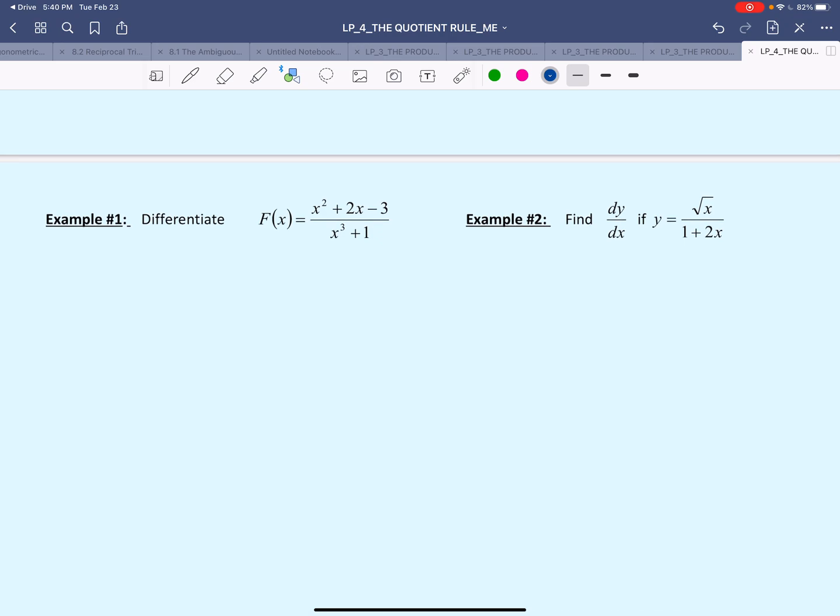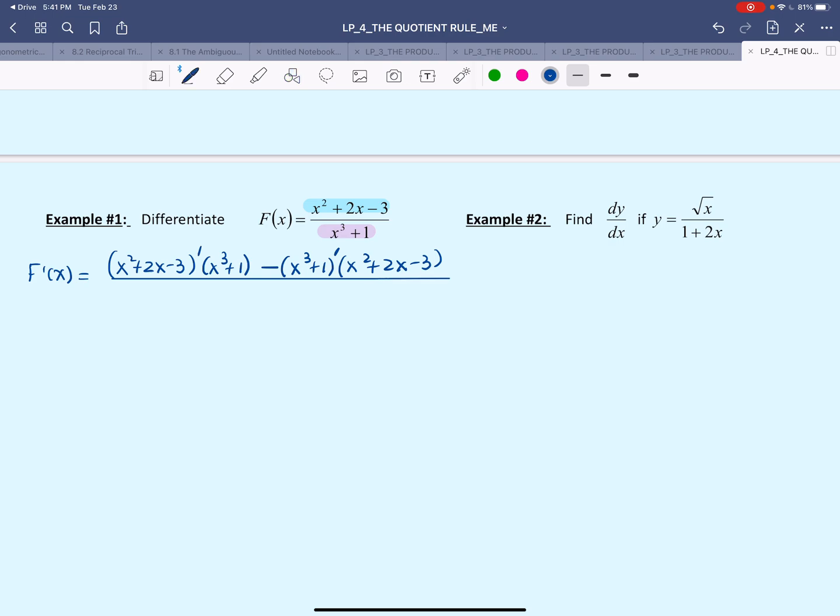So example number 1, we're differentiating f of x equals x squared plus 2x minus 3 over x cubed plus 1. So this on top here will be our f of x. At the bottom, we have g of x. So we're going to say that f prime x equals, long fraction, the derivative of x squared plus 2x minus 3 times x cubed plus 1, and then minus the derivative of x cubed plus 1 times x squared plus 2x minus 3.